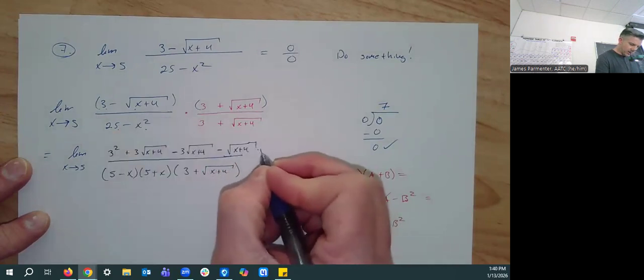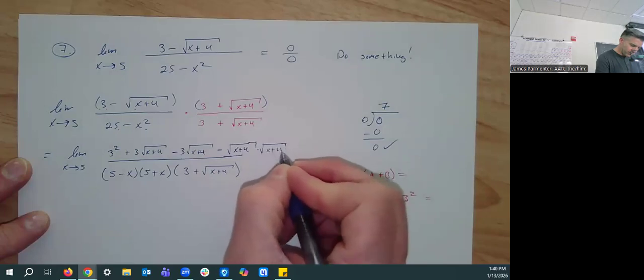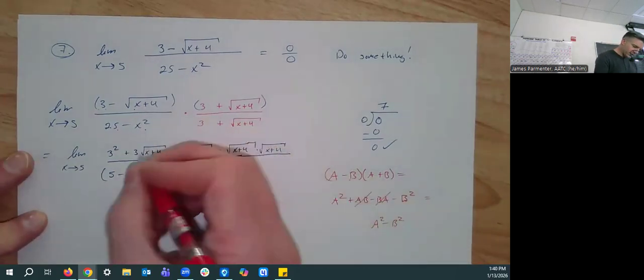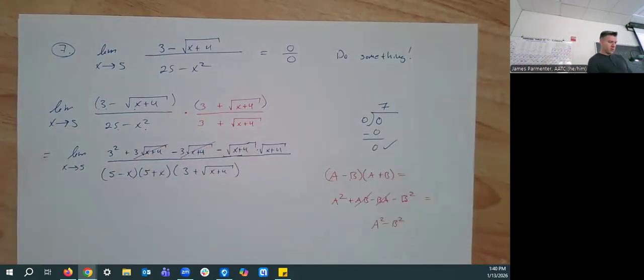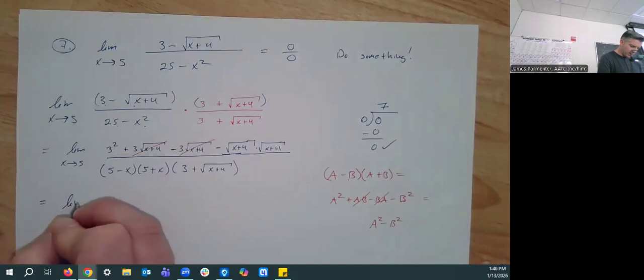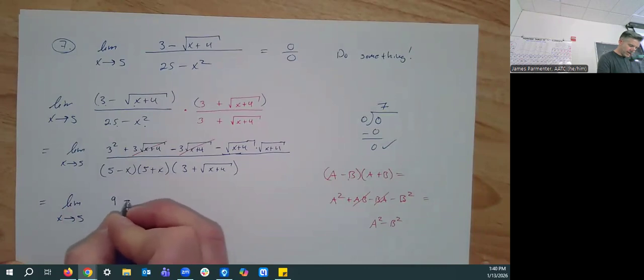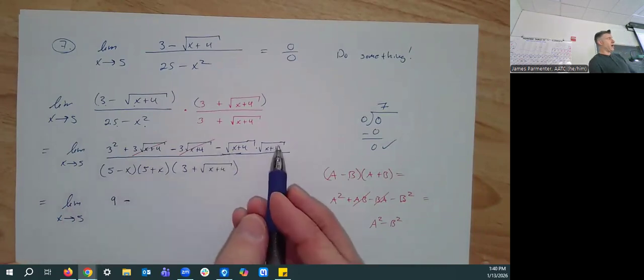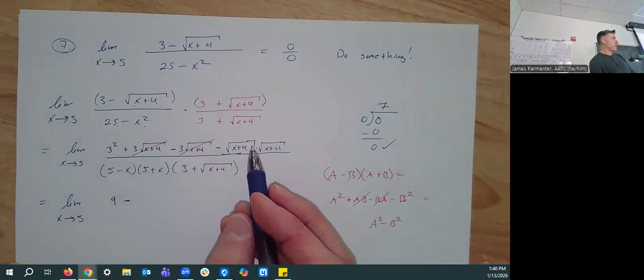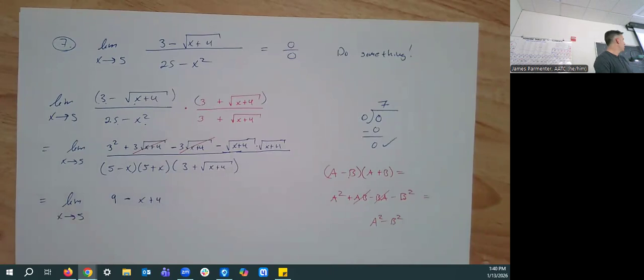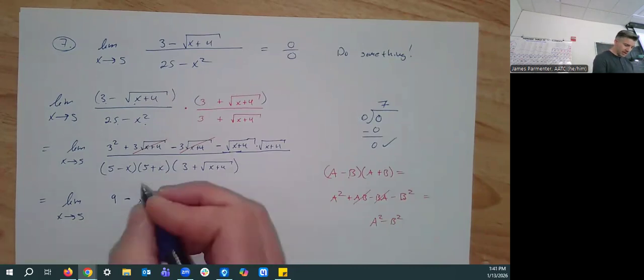I am writing it out this way with two purposes in mind, though. Normally you would skip this step. You'd be like, cool, the middle terms add up to 0, and you end up with the limit as x approaches 5 of 3 squared, which is 9, minus the square root of x plus 4 squared, which is x plus 4. Now be careful here. That's wrong. Because it's 9 minus the entirety of the square root of x plus 4 squared, which is parentheses x plus 4.